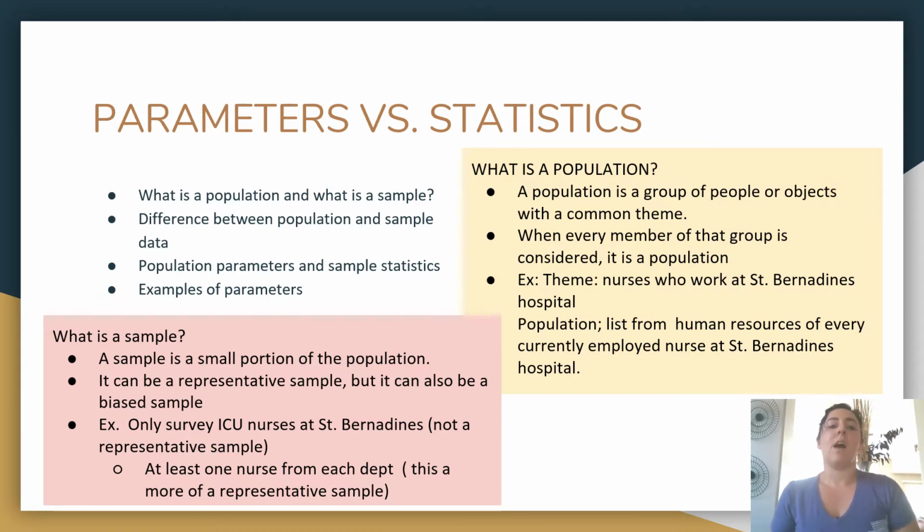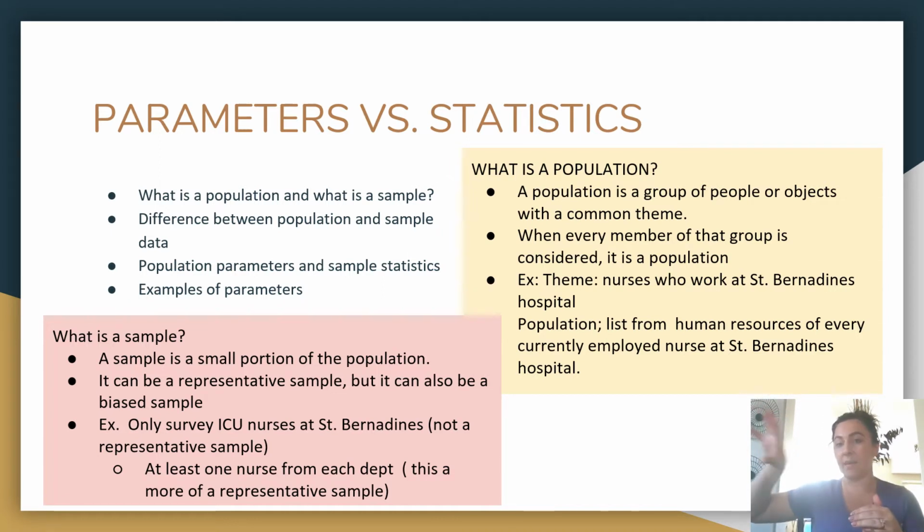Now, a sample can be a representative sample, but it can also be a biased sample. We'll get into what biased samples are later, but you ideally want a representative sample. Okay, so let's look at an example. What if, for example, we want to survey ICU nurses at St. Bernardine's Hospital?